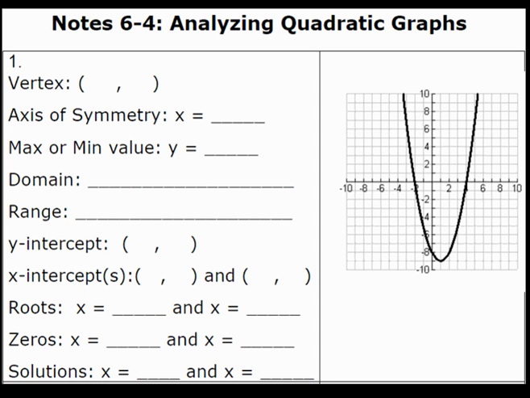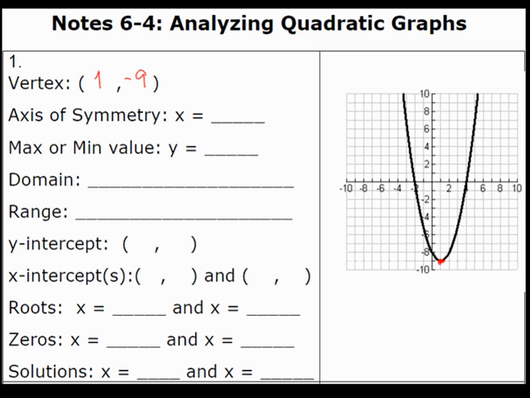Here we're going to be given a graph, and we're going to have to go through and fill in all the information that goes along with it. Looking here, analyzing quadratic graphs. My graph is over here on the right. I need to go through and first find my vertex. My vertex, remember, is always this point here where my quadratic graph, my parabola, changes direction. This point is located at 1, -9.